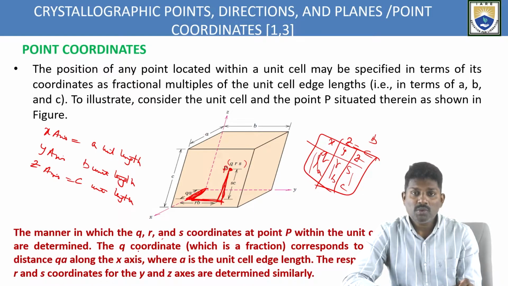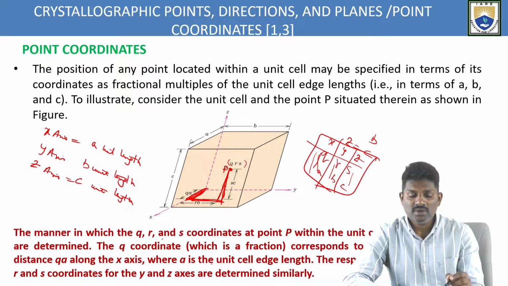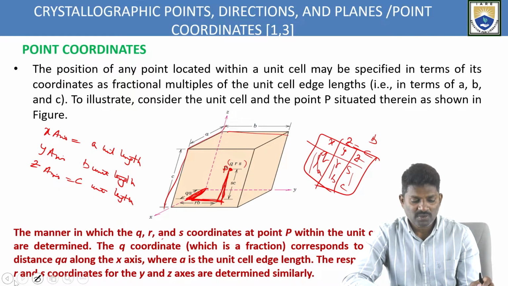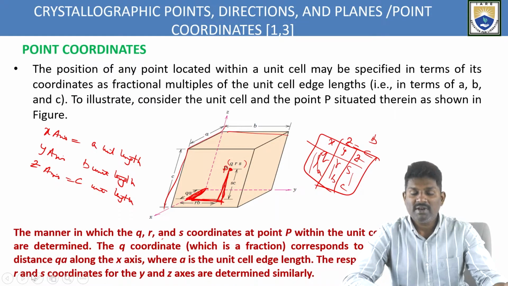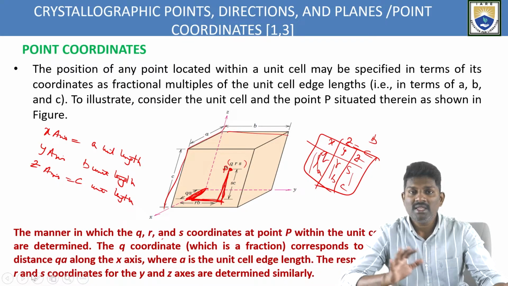So the Q coordinate is a fraction corresponding to the distance of QA along the x-axis, where A is the unit cell edge length. So all the edge lengths here are A, B, C. A, B, C are my edge lengths along the x, y, z directions. The respective R and S coordinates for the y and z axes are similarly identified.